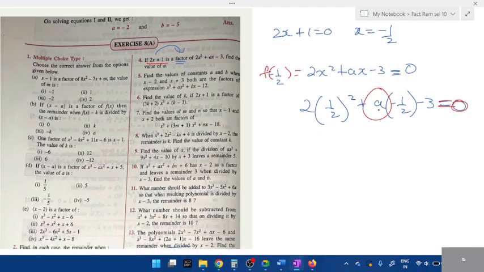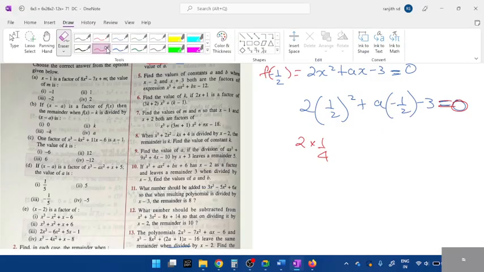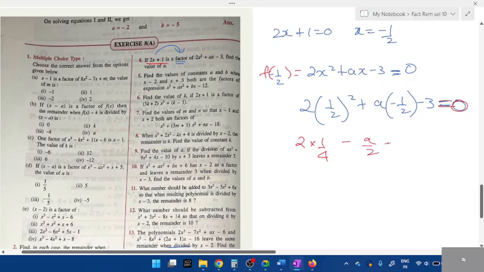So value of A, let me check. Look, we got minus 5. Okay, let me complete it. Minus into plus is minus A by 2 minus 3.